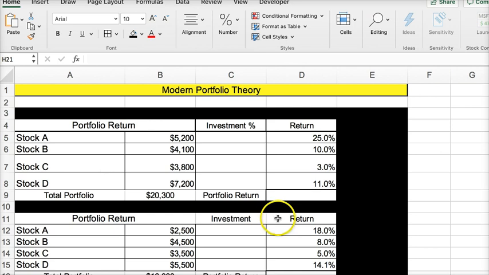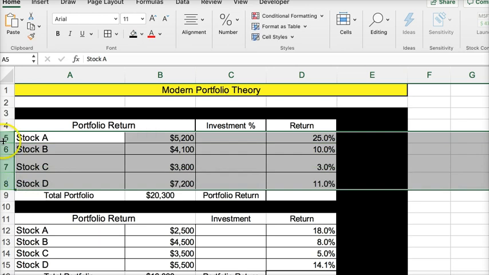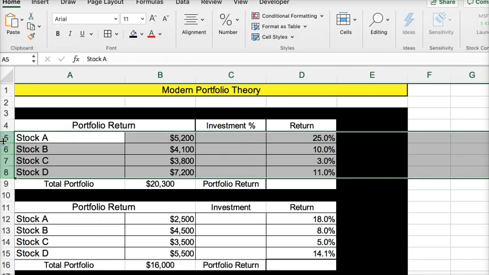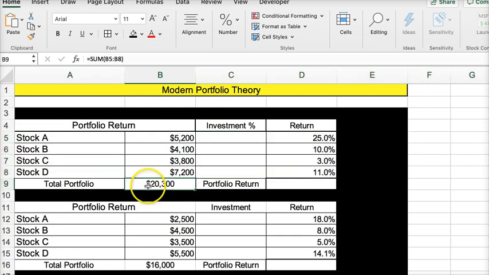Okay, so let's calculate a portfolio return. So we have 4 stocks here in a portfolio, and we need to find a percentage of the investment. We have the total portfolio here. To calculate a percentage, it's basically saying how much is 5,000 into 20,000. So if I just go 5,000 divided by 20,000, I get that percentage of the investment. So it's 25% of my total.